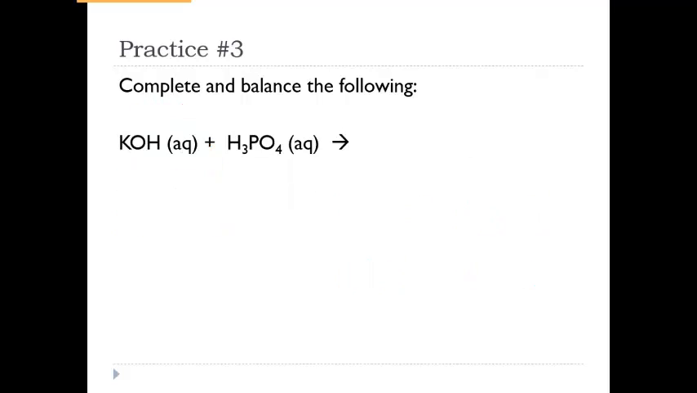Alright, now in this case it doesn't tell us anymore what the product is, so we'll see if we can't figure it out as we do this. So again, we are going to exchange the positive pieces. So our K is going to be with PO4, we're going to get potassium phosphate, and H is going to go with our hydroxide. So we know that when we have H with OH, we end up getting water. So water is one of our products, and we know water is a liquid, so we'll put L.